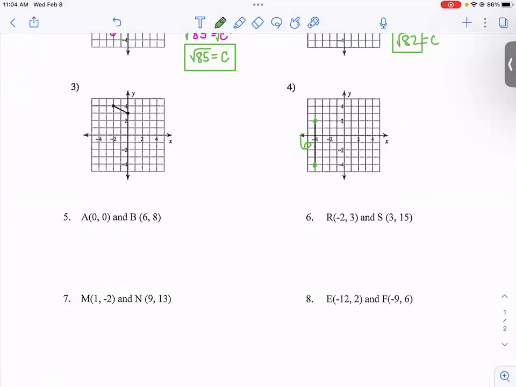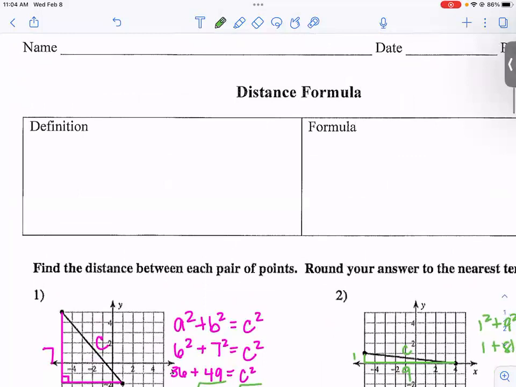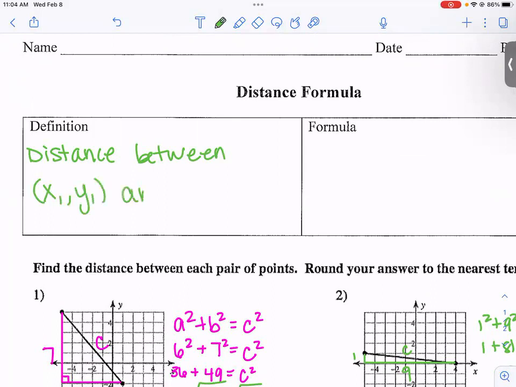We need to be able to find the distance between these 2 points without using a graph, okay? So up here, I want you to write that we're going to find the distance between a coordinate that we call x1, y1, and a coordinate we're going to call x2, y2. This is just like coordinate number 1, coordinate number 2. We're going to find the distance between 2 coordinates. Now, we've done that on the graph by creating a triangle and using the Pythagorean theorem.